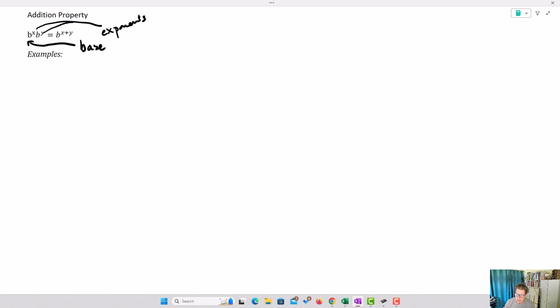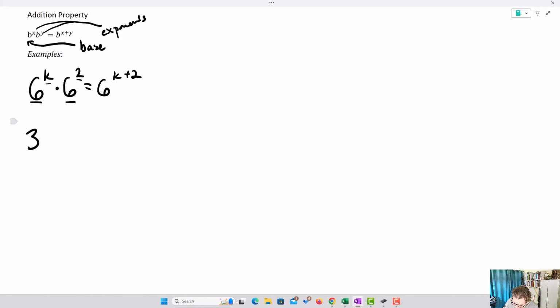The addition property says that if I've got two numbers that have the same base, whatever that base is, it doesn't matter as long as it's the same, and I raise those to a power, then if I'm multiplying them I can add the exponents. It's easier to see from some examples. Let's say I have 6 to the k times 6 squared. Notice the base is the same, so I can add the exponents: 6 to the k plus 2.